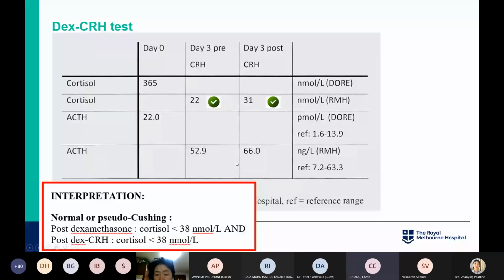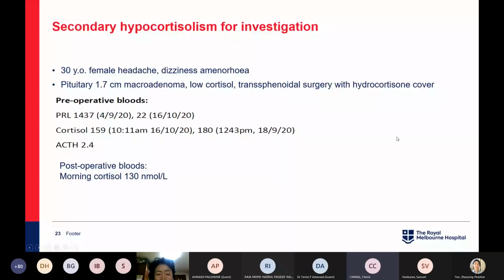So I think this might be my last case. This is secondary hypocortisolism for investigation. It is a 30-year-old female with headache, dizziness, amenorrhea, who had a macroadenoma in the pituitary that was resected. After resection, the morning cortisol was 130 nanomoles per liter, noting that before the operation, the patient was given hydrocortisone support given the non-reassuring morning cortisol previously.